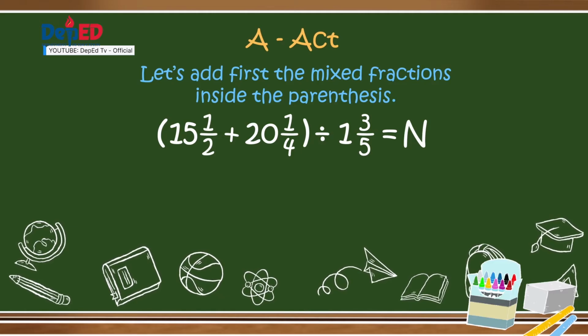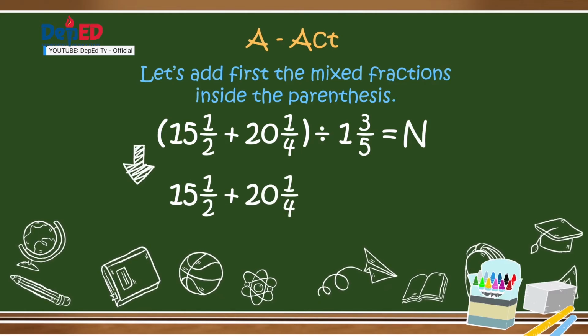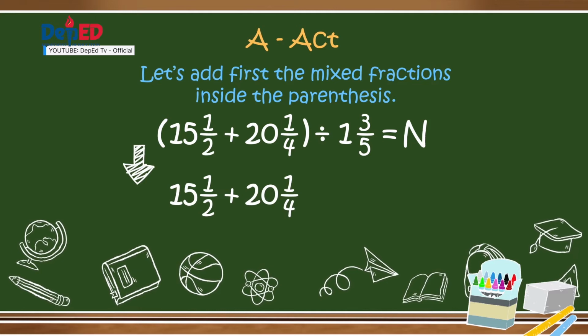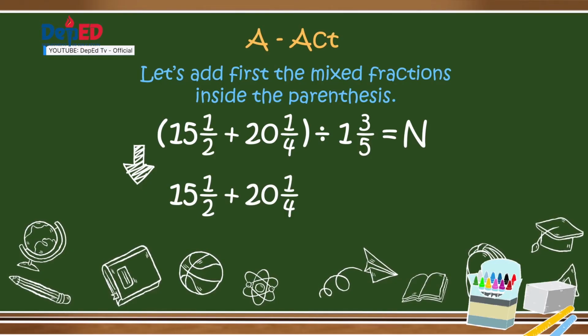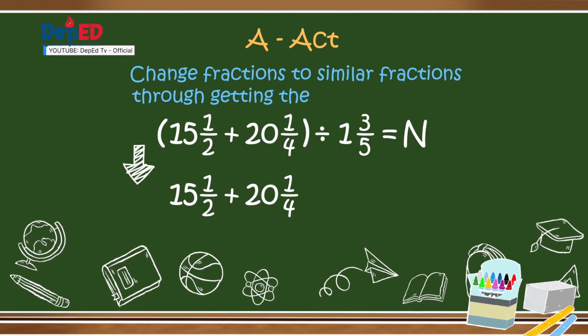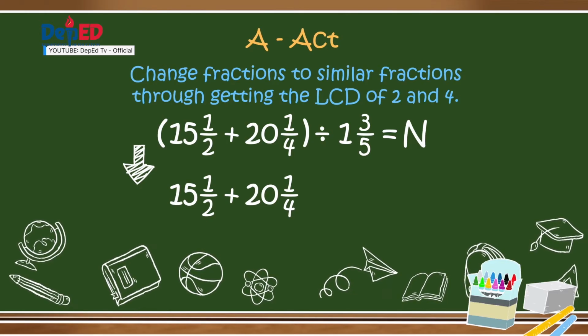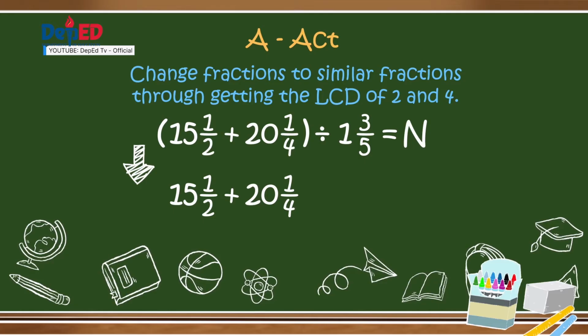Let's solve. Let's add first the mixed fractions inside the parentheses. 15 and 1 half plus 20 and 1 fourth. Remember the steps in adding mixed numbers. First, change fractions to similar fractions through getting the least common denominator or LCD of 2 and 4. Again, by using any method, the LCD of 2 and 4 is 4.